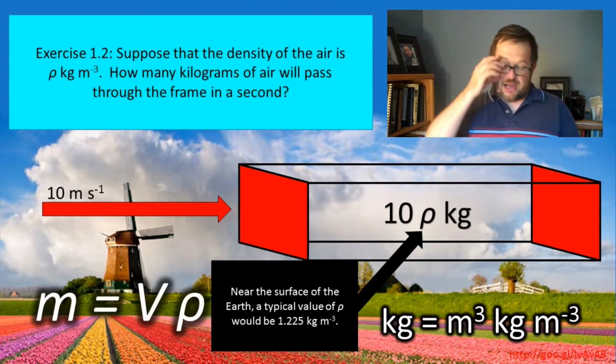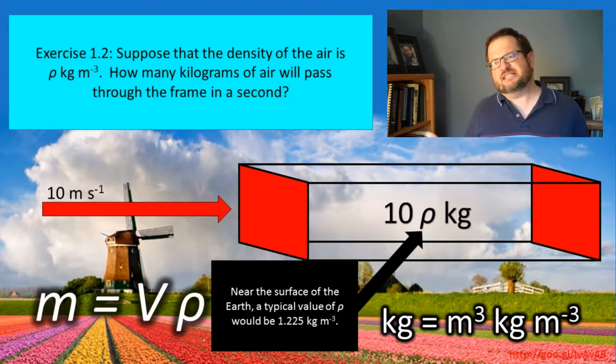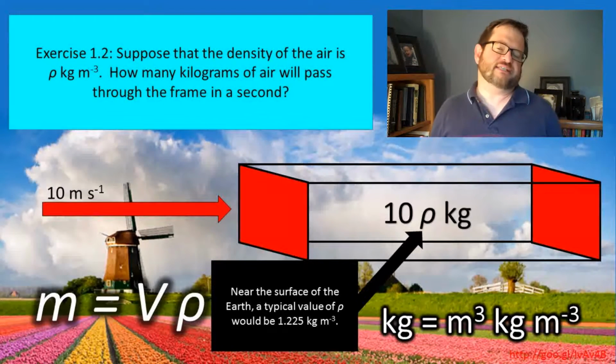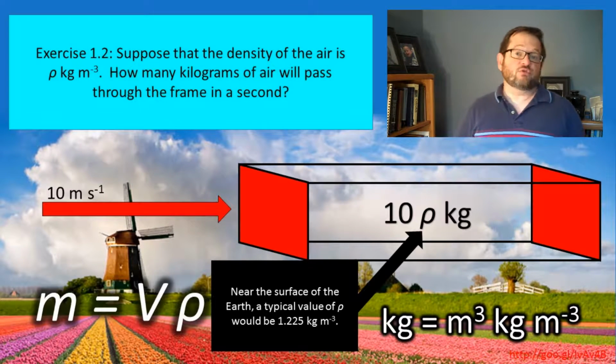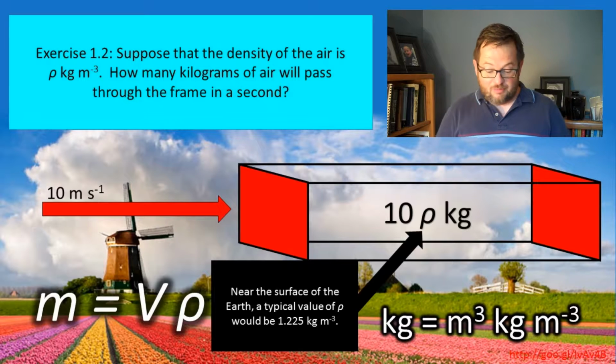Okay? Now, just to give you a sense, by the way, a typical value of rho near the Earth's surface is about 1.225 kilograms per cubic meter, and density, of course, always decreases as you go up in the Earth's atmosphere.